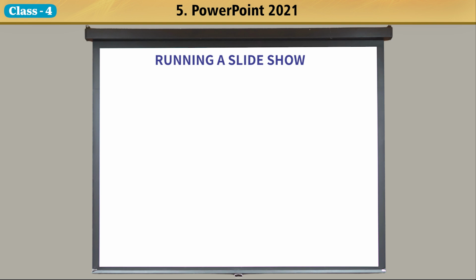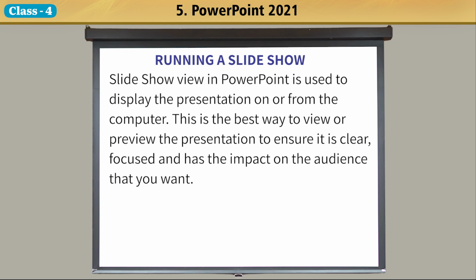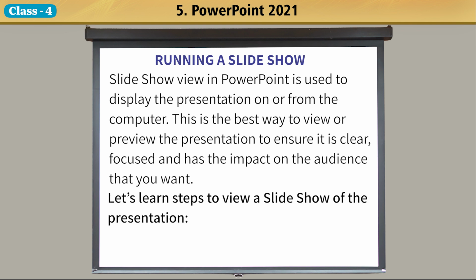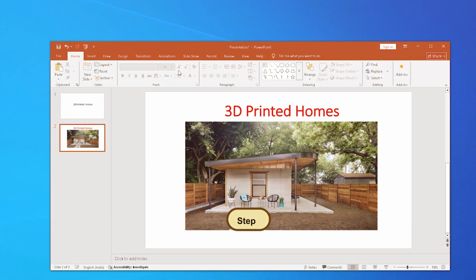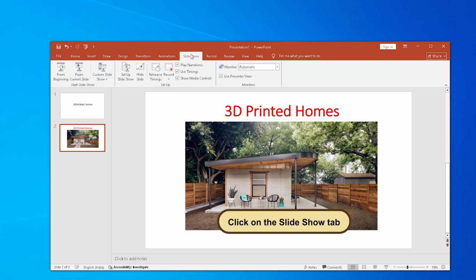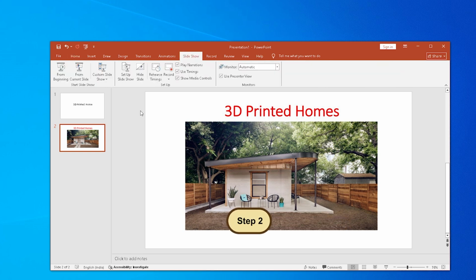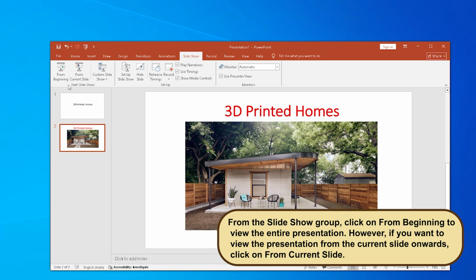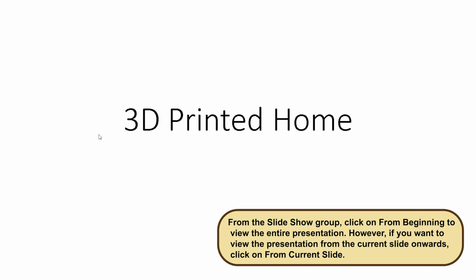Running a slideshow. Slideshow view in PowerPoint is used to display the presentation on or from the computer. This is the best way to view or preview the presentation to ensure it is clear, focused and has the impact on the audience that you want. Let's learn steps to view a slideshow of the presentation. Step 1. Click on the Slideshow tab. Step 2. From the Slideshow group, click on From Beginning to view the entire presentation.